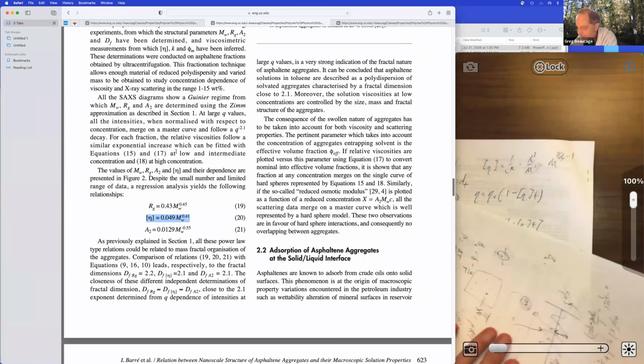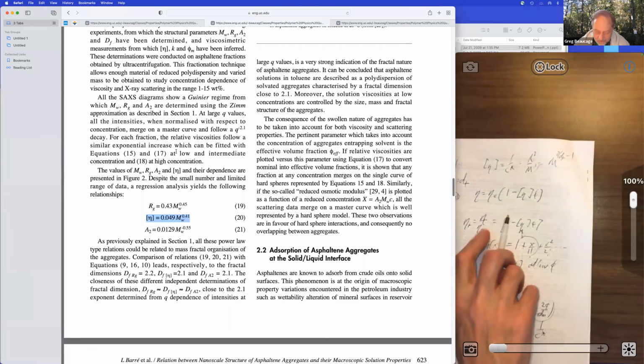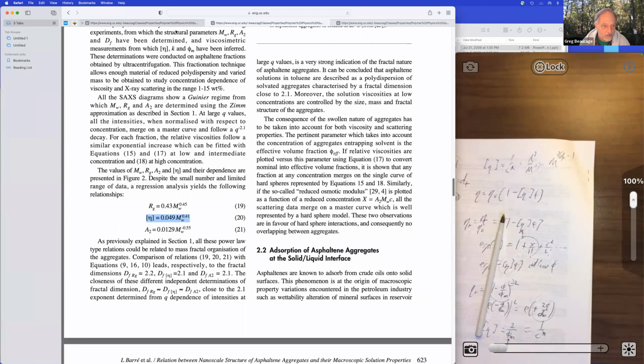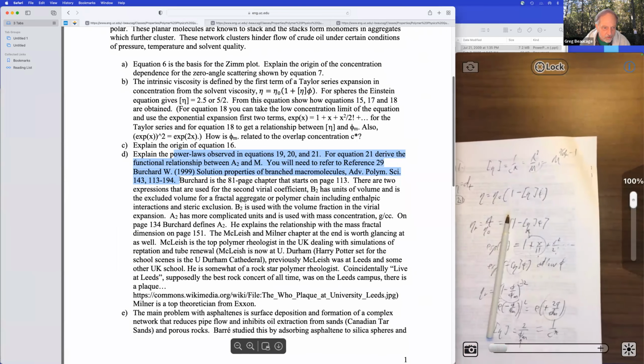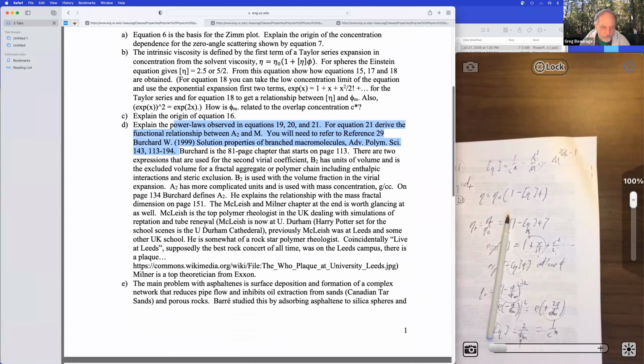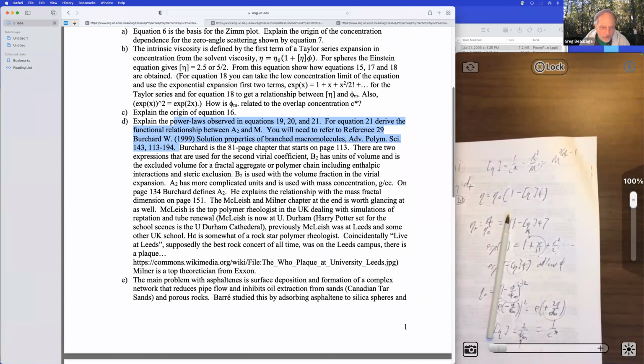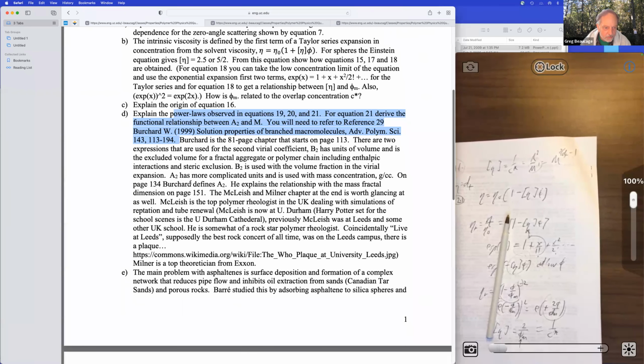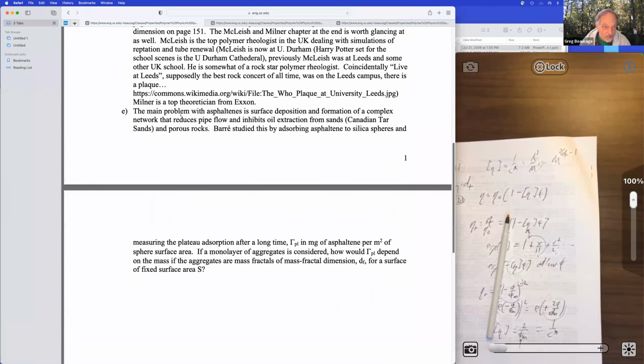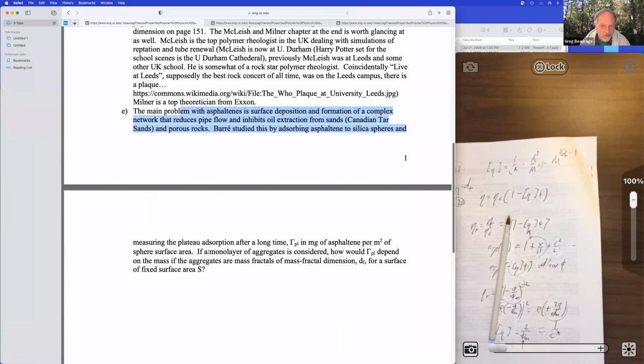And so that's those three things. I mean, it says find those three things, figure out what the value is. The brochure book, so look at that chapter in that book. Yeah, that's that part. And then E, the main problem with asphaltene surface deposition.